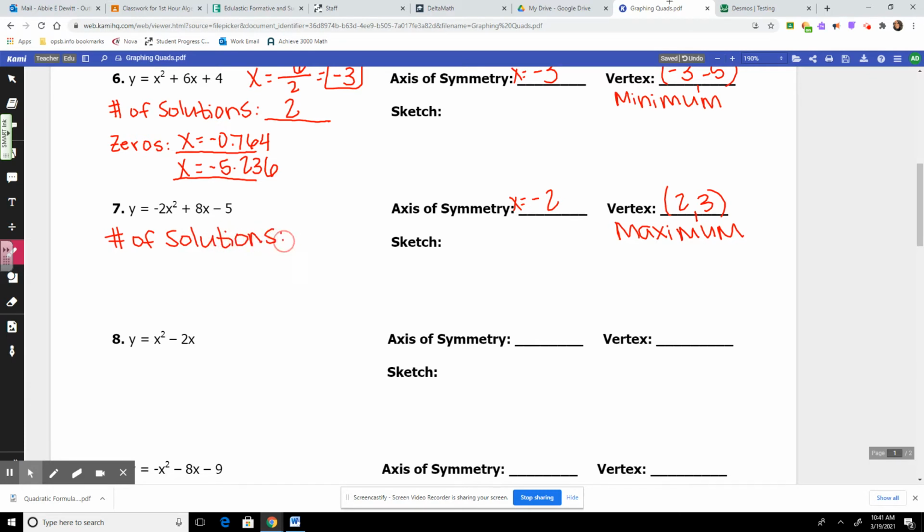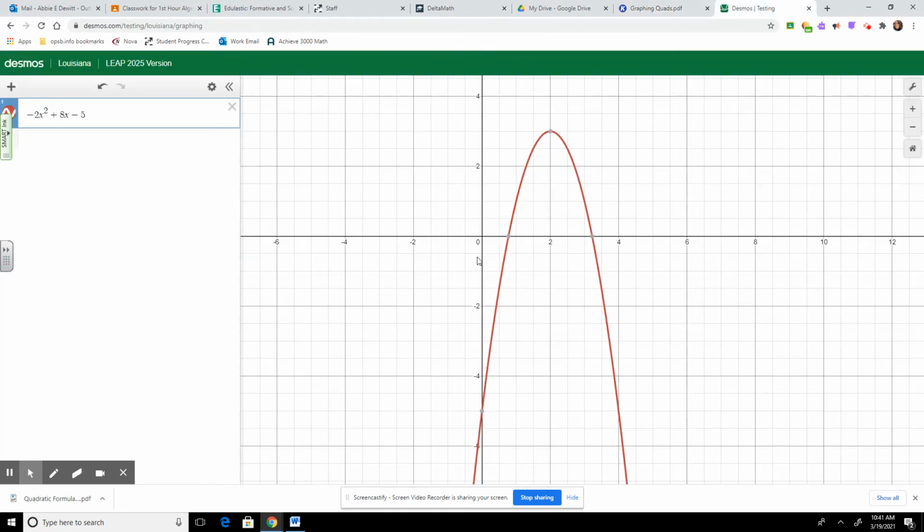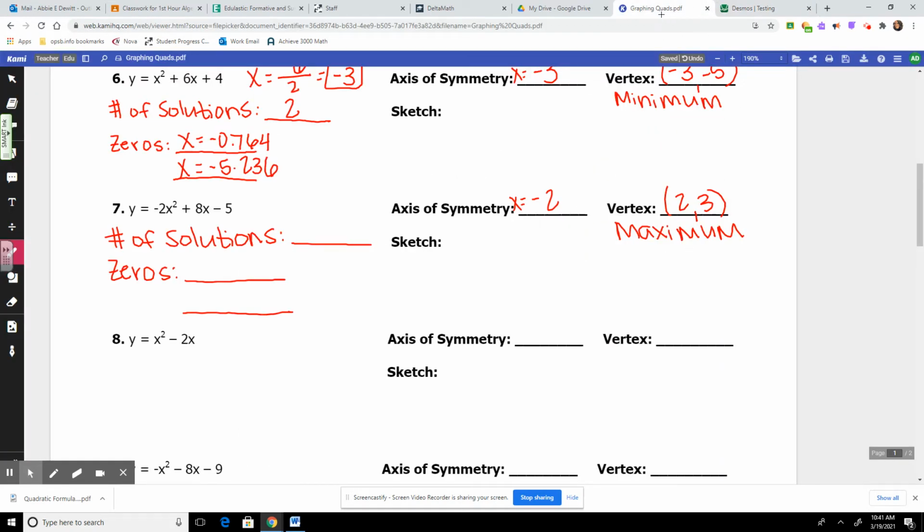So what are my number of solutions and what are my zeros here? So my number of solutions and my zeros come from my x-intercepts. I have two solutions, where my zeros are 0.775 and 3.225. So I have two solutions where x equals 0.775 and x equals 3.225.